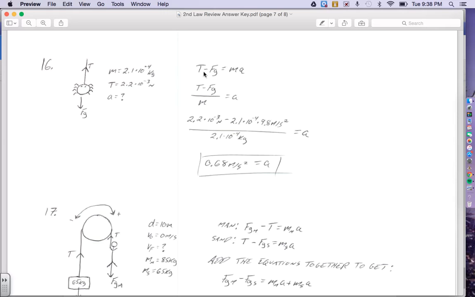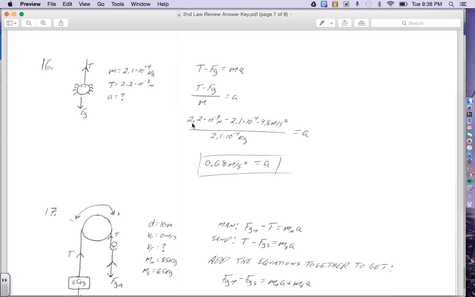So I'm going to set up my equation. Tension goes upward, while gravity goes downward. So it's tension minus force of gravity, and that's all going to equal ma. Solving for acceleration, we're just going to divide by the mass. So tension minus force of gravity over m equals a.